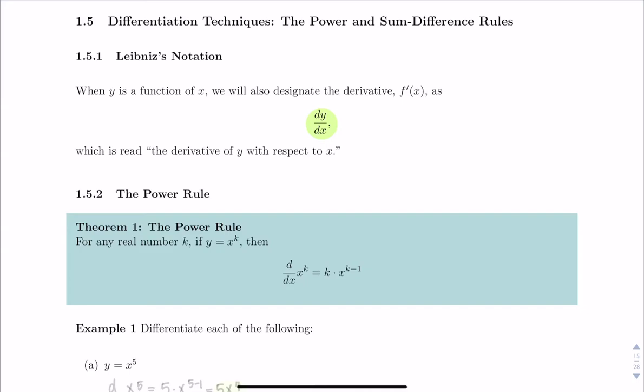For any real number k, if y equals x to the k, then the derivative with respect to x of x to the k is just k times x to the k minus 1. So we're bringing the power out front, and then we subtract the exponent by 1.